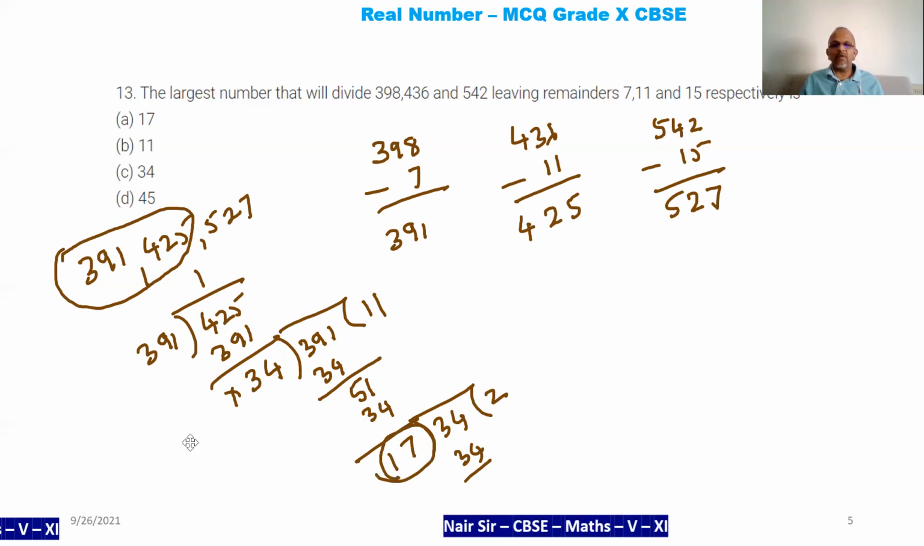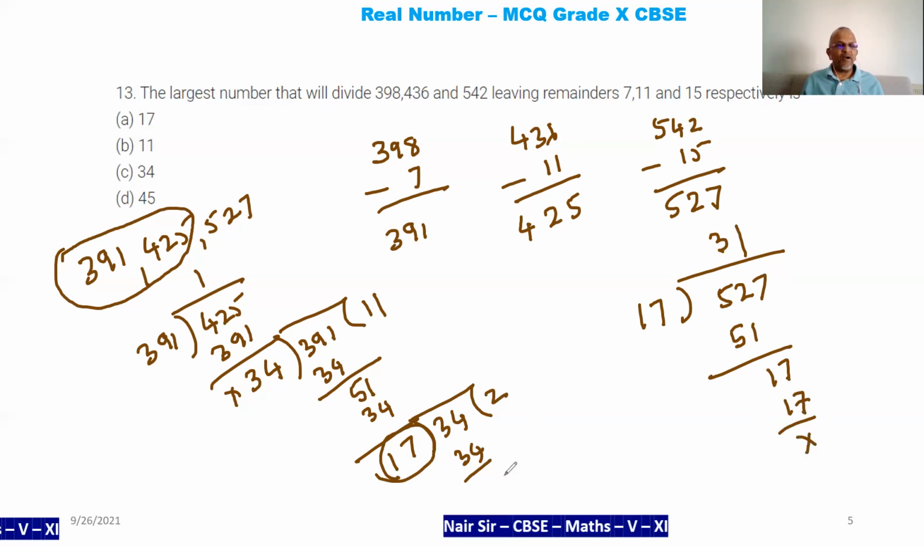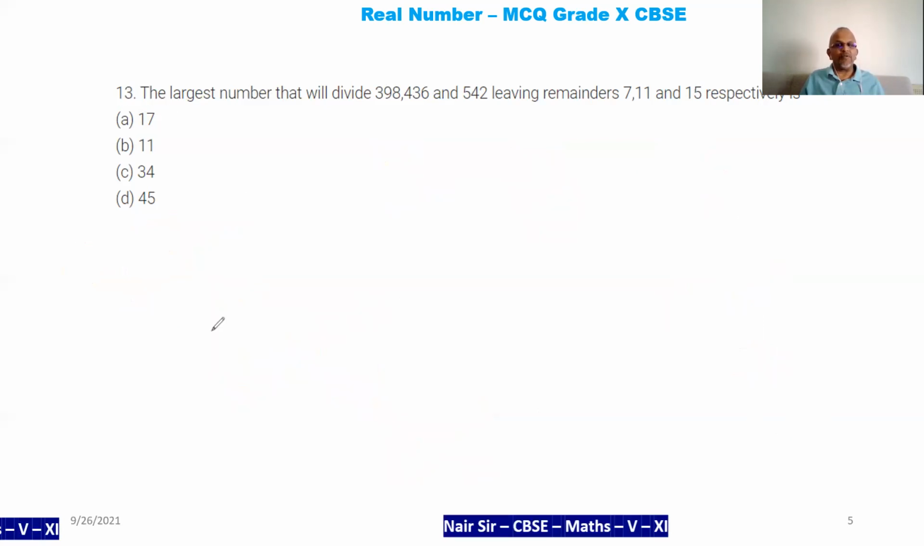All I need to do now is look at 527. So 17 1s are 17, 17 2s are 34, 17 3s are 51. 51, 1 left. 17 1s are 17. So the HCF of this is 17. Pause the video, redo the whole thing again, and it will work for you.